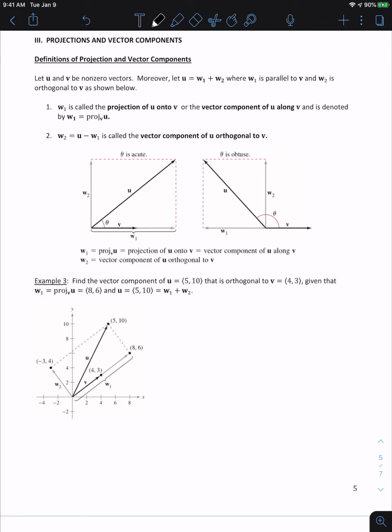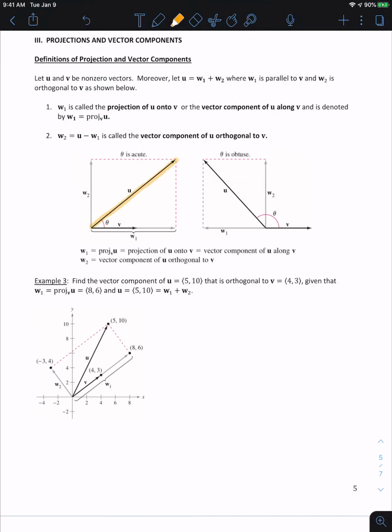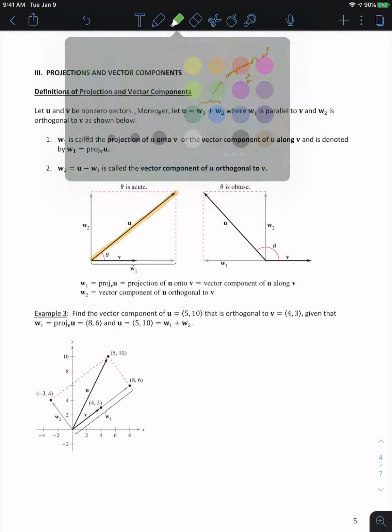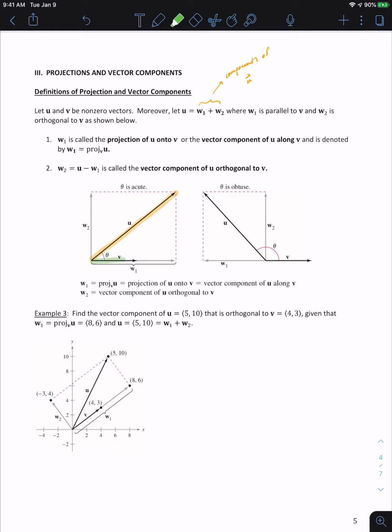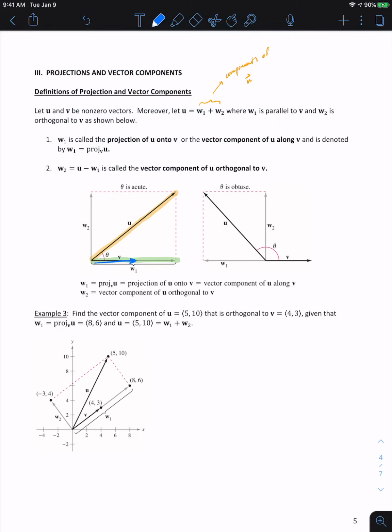as shown below. All right, so I've got this vector u, this guy right here, and W1 and W2 are called the components of U. All right, so these guys are the components of U. And what do we have here? We have W1 is going to be parallel to V, right? V is this other vector that's inside of there as well, right? V is this guy right here.